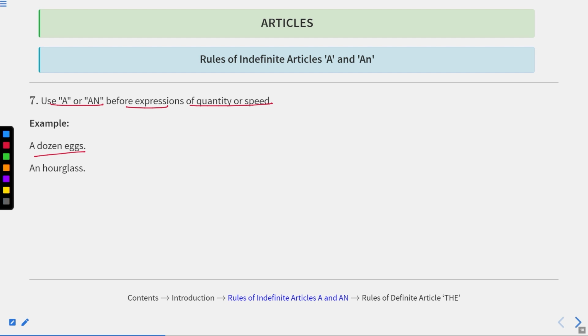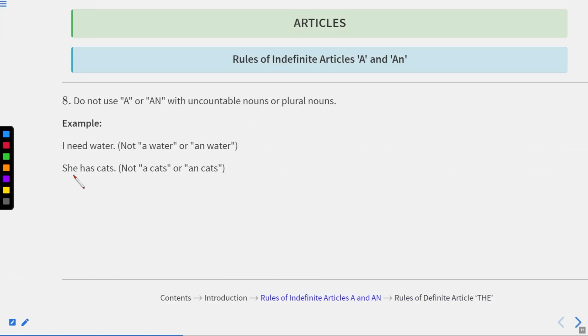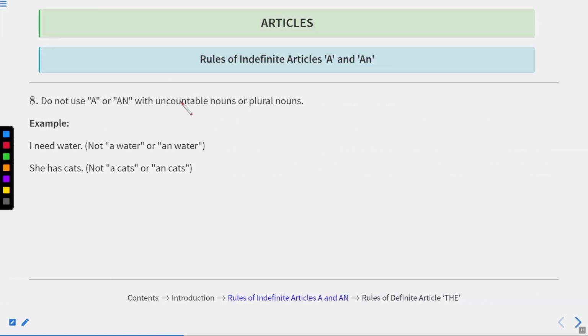Another one: use A or N before expressions of quantity or speed. For example, a dozen eggs, an hourglass. Anything which clarifies the quantity or speed, which shows the measuring units, we can use A or N before that. A dozen means 12 in units.